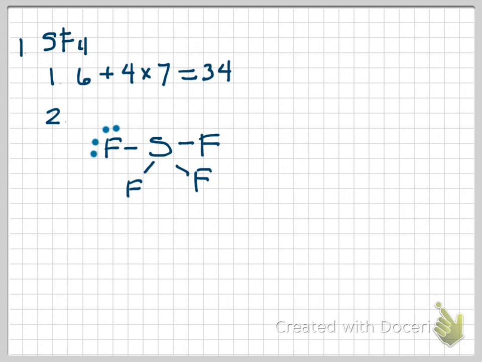So we're going to make everybody happy on the outside. Fluorine needs 6 more on each one of the fluorines to be happy. Now that uses a total of 32 electrons, and I have 2 left over, which I'm going to put on my central atom.